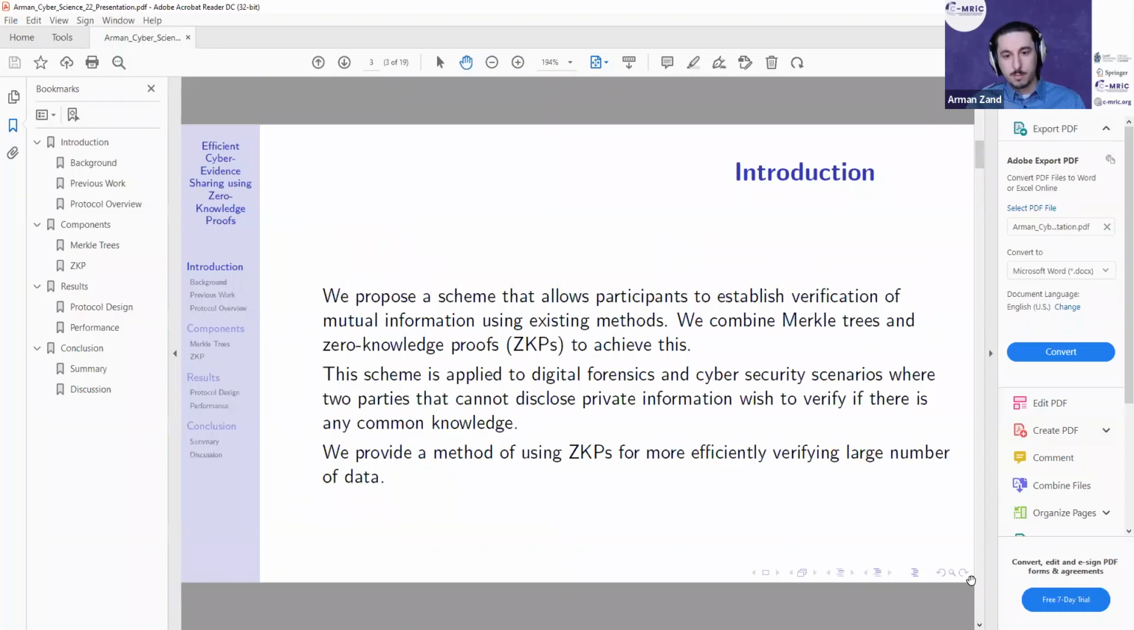So we propose a scheme that allows participants to establish verification of mutual information using existing methods. We combine Merkle trees and zero-knowledge proofs, short for ZKPs, to achieve this. And the scheme is applied to digital forensics and cybersecurity scenarios, where two parties that cannot disclose private information wish to verify if there is any common knowledge. We provide a method of using ZKPs for more efficiently verifying large amounts of data.